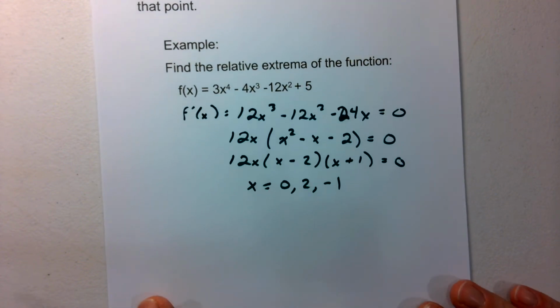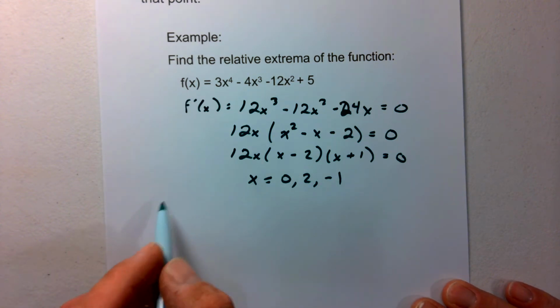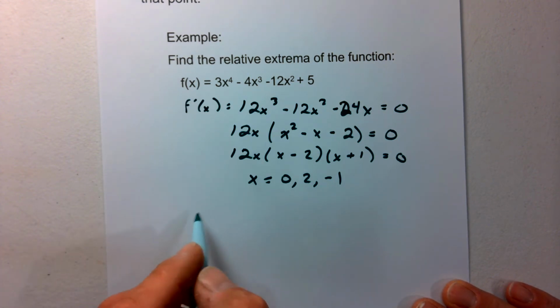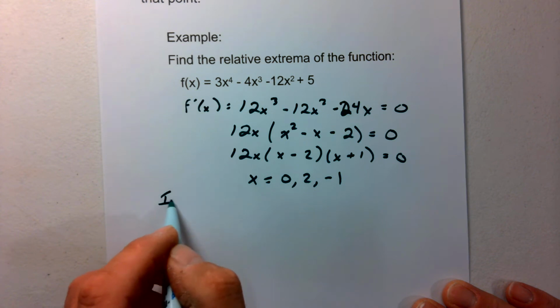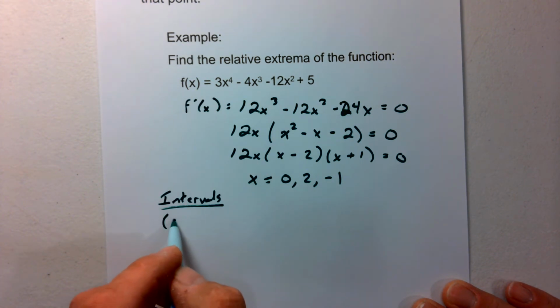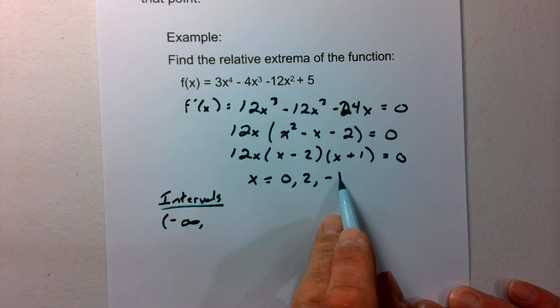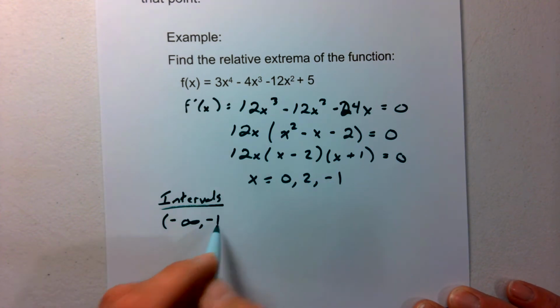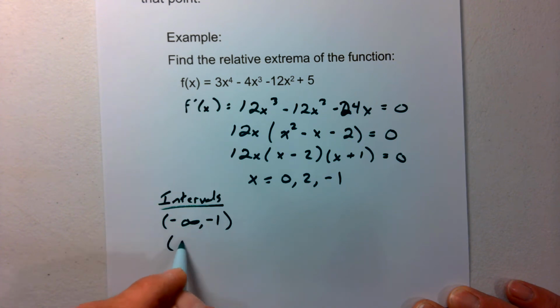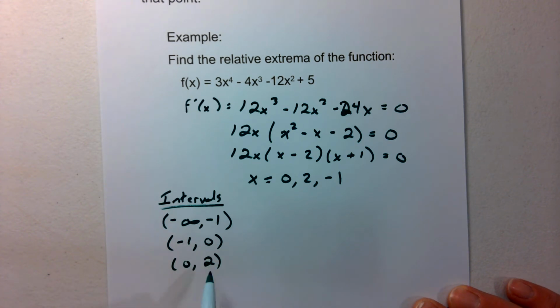What I'm interested in is setting up intervals about these points. My lowest possible x value, and label it intervals. We start at negative infinity, and we're going to come up to our first critical number, which will be negative 1. Then we're going to go negative 1 to our next critical value, which would be 0, and then 0 to our next critical value. And we're going to continue this until we get to infinity.